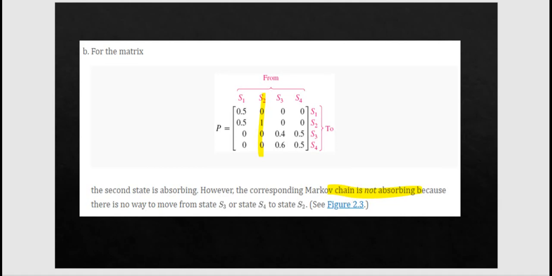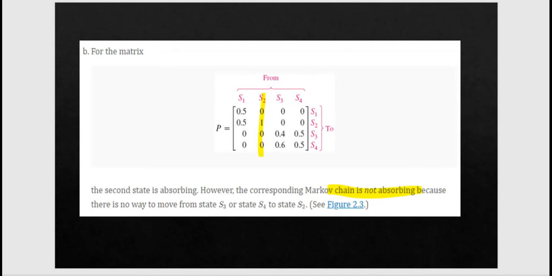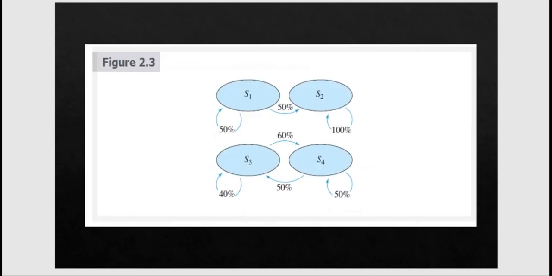Again, let's look at the chart diagram to see if we can make that connection. So let's go back. S sub 2 is where you want to get to. S sub 2 is here. Can I get from S sub 1 to S sub 2? Well, yes, we can. Can I get from S sub 3 to S sub 2? No, there's no connection. Can I get from S sub 4 to S sub 2? No. So now you see why this is non-absorbing.